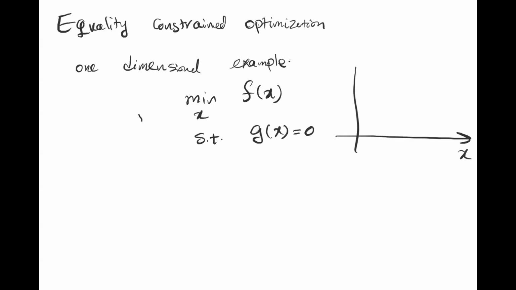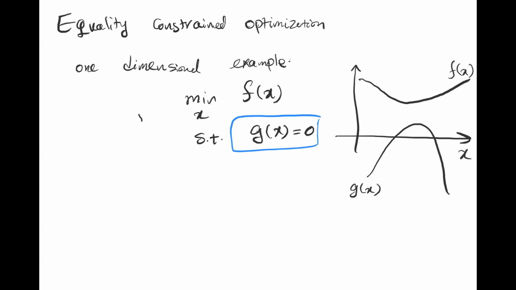This is x, and this is the function of x. So let's say our g of x is a function like this, and this is f of x. All right. So if we want to evaluate the constraint first, what are the points where the value of g of x is 0? This point and this point. So these are two potential options, which we call x1 and x2.